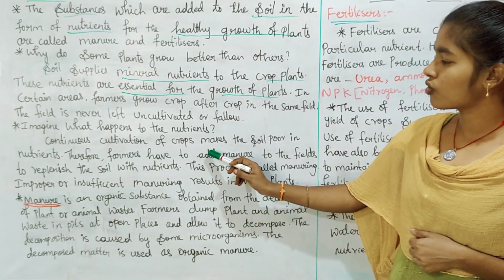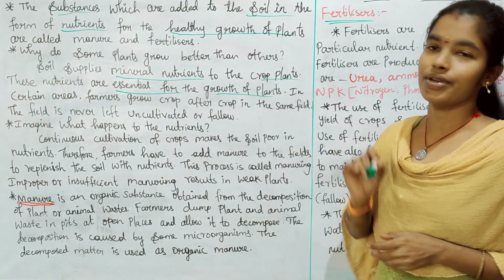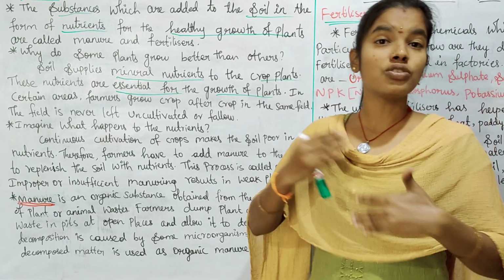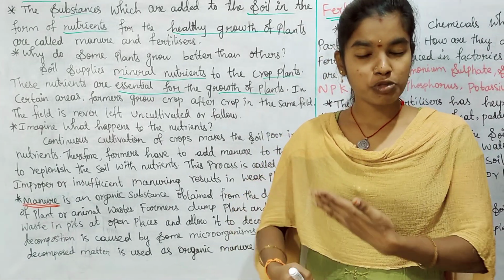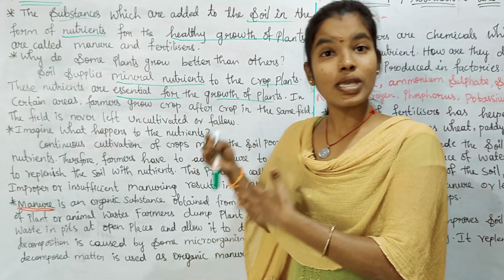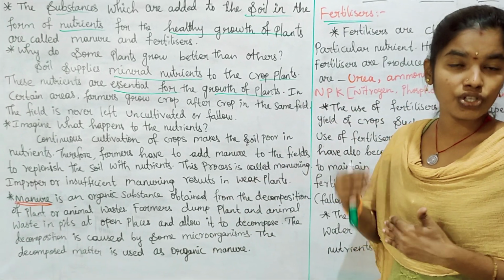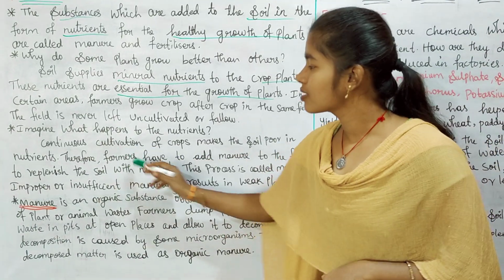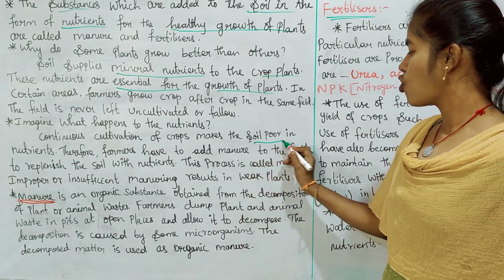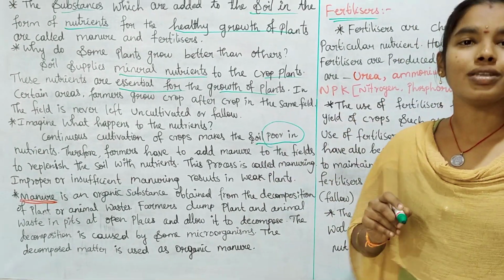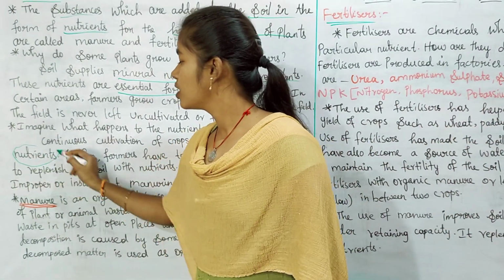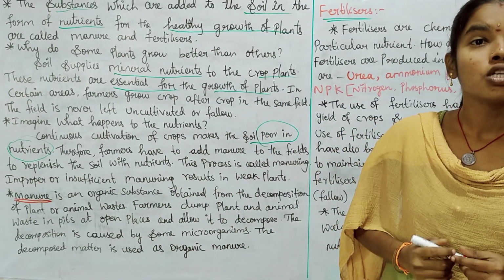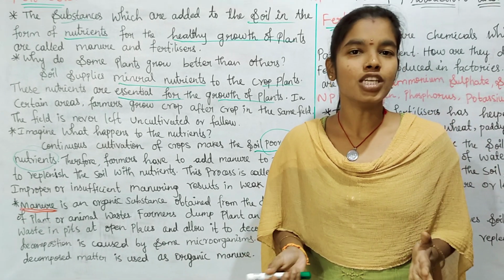Continuous cultivation of crops makes the soil poor in nutrients. They will be doing continuous cultivation, so when one crop is over, the next crop follows. So what happens to the nutrients if continuous cultivation takes place? Continuous cultivation of crops makes the soil very poor in nutrients.